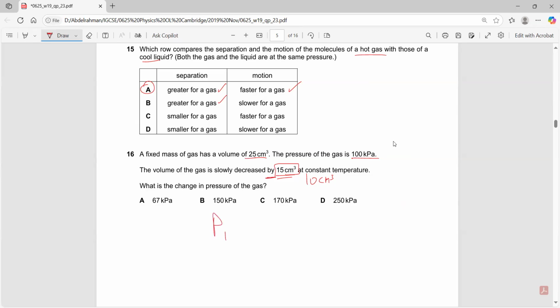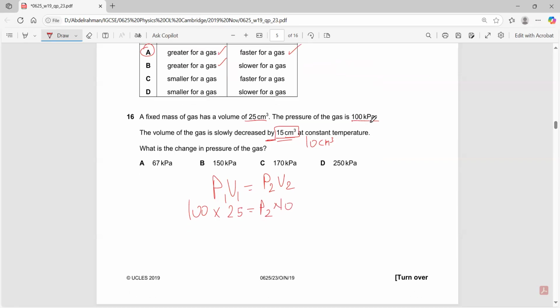Now I can use the equation P1 V1 equals P2 V2, right? The pressure of the gas is 100 kilopascals. So 100 kilopascals multiplied by the volume, which is 25. Can I find the P2? Yes. V2, what is V2? It's now 10. So if you solve for this, the pressure would be 250,000 pascals or 250 kilopascals.